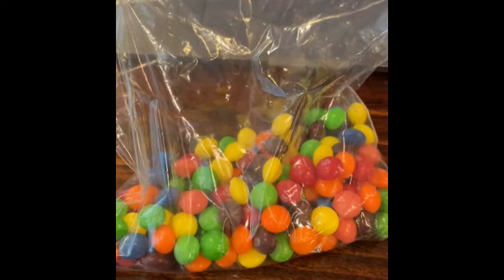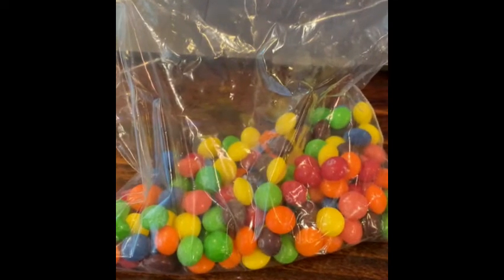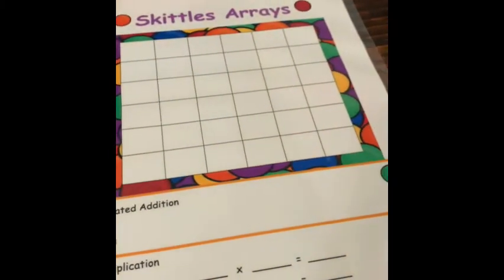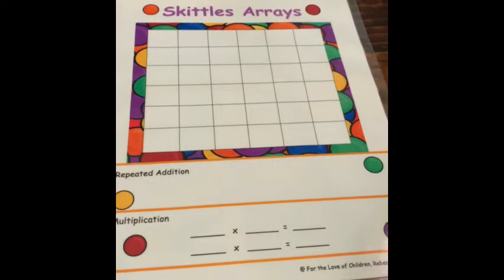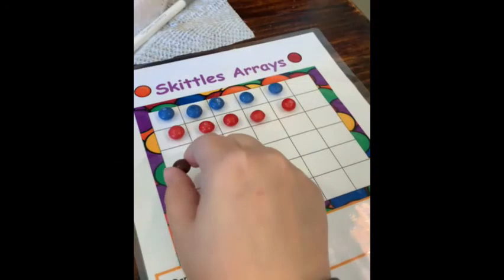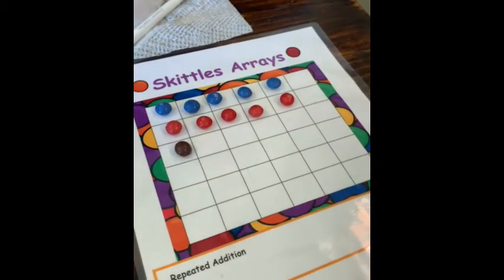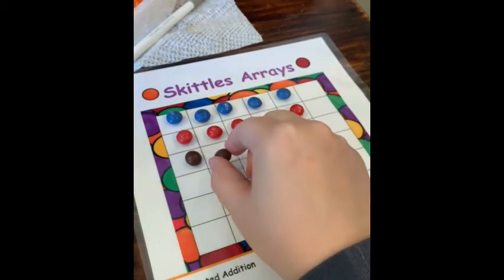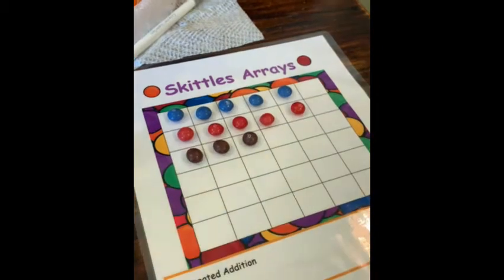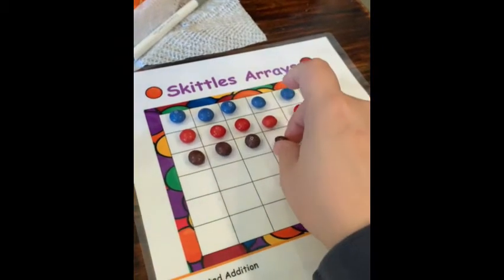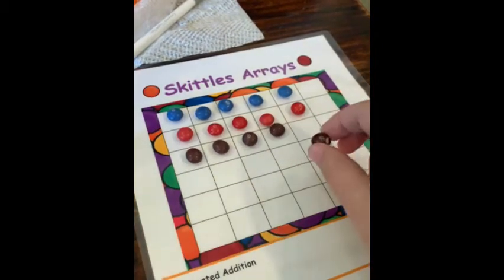The materials you will need are a bag of Skittles and an array sheet. I found mine online, but you could make one if you wanted to. For my first example, you can see me laying out Skittles in an array that includes 15 Skittles total. This is 5 rows of 3 Skittles or 3 rows of 5 Skittles.